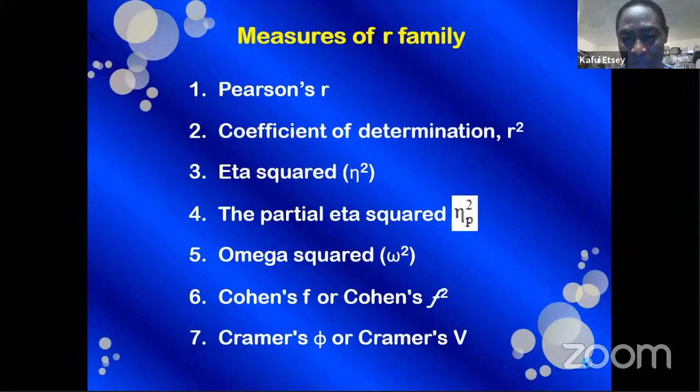Then we come to the R family. We have 7 of them. Pearson's R is an effect size measure. The coefficient of determination, R squared, is an effect size measure. Eta squared is an R family measure. Partial eta squared is also an R family measure. Omega squared is an R family measure. Cohen's F or Cohen's F squared is also an R family measure. Then Cramer's phi, or phi, or Cramer's V is also an R family member. So we have 7 members of the R family and 7 members of the D family. So we have 14. Now it's all on effect size.